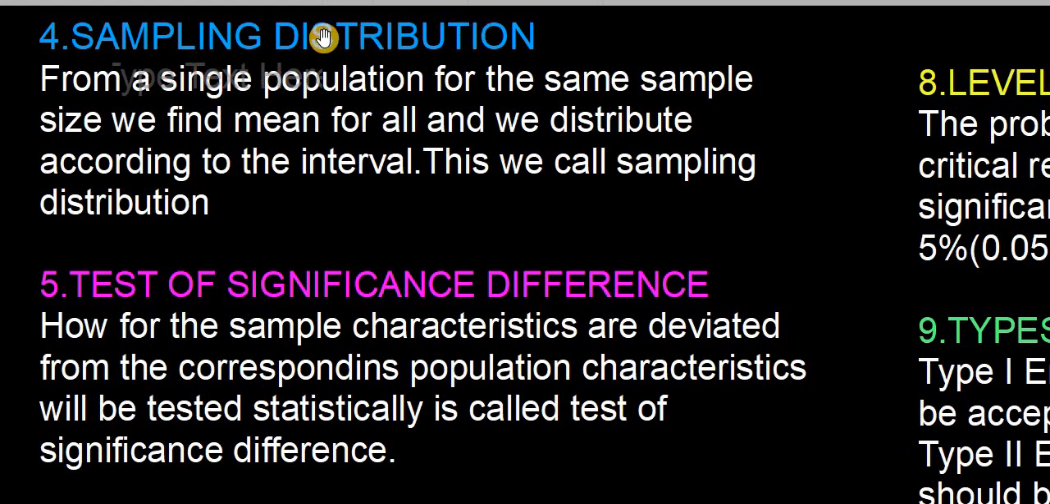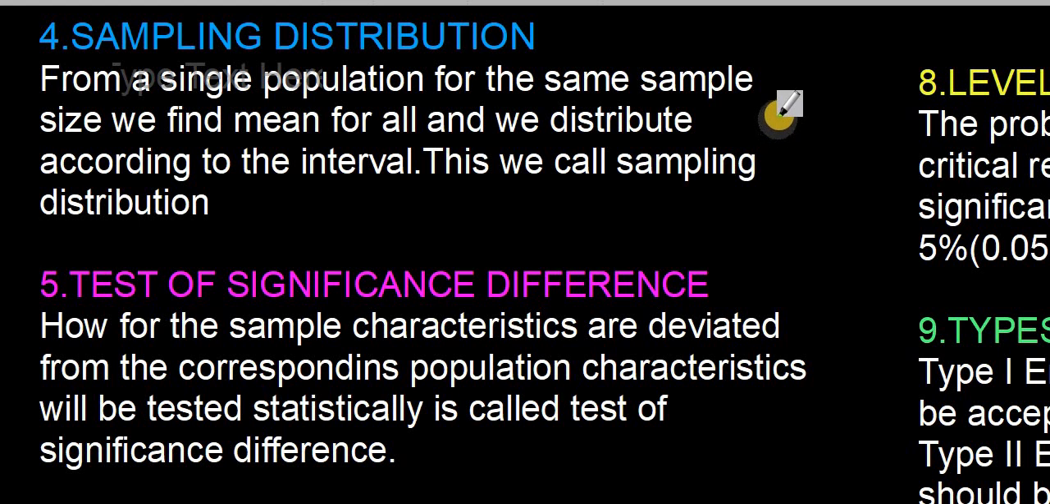What is sampling distribution then? Sampling distribution is nothing but this: from a single population, for the same sample size, we find the mean for all samples and we distribute them according to the interval. Take for example, a big population is there. From that particular population, I am taking a lot of samples.